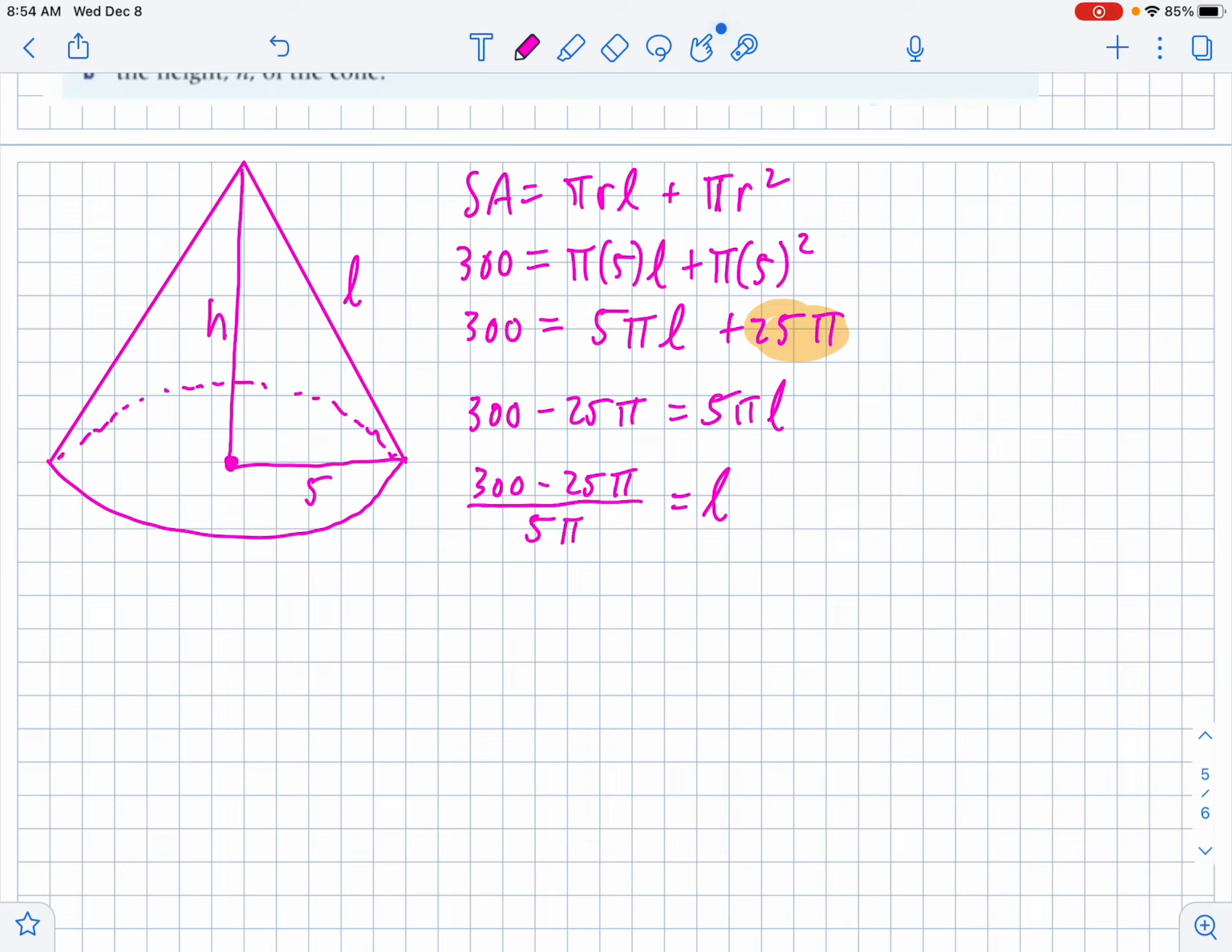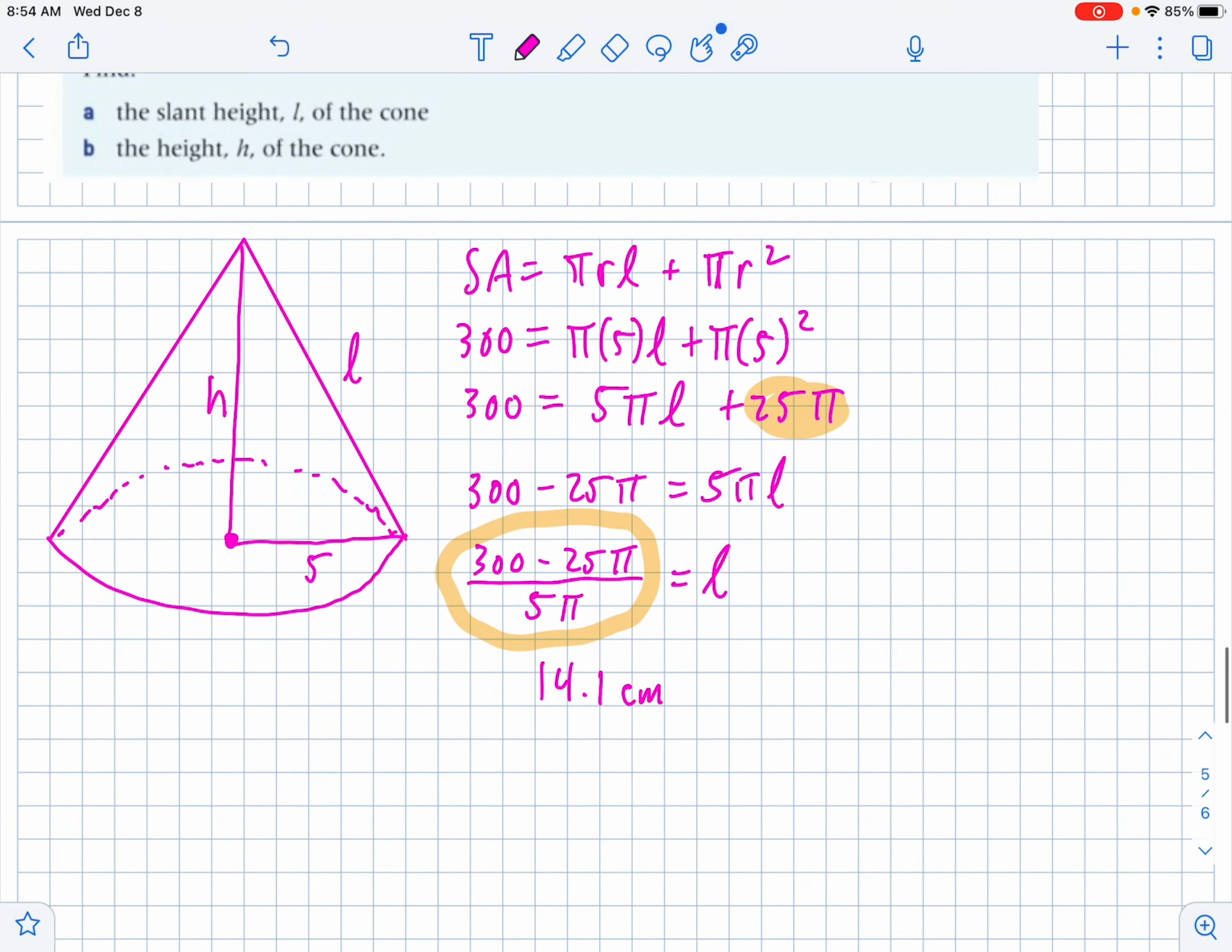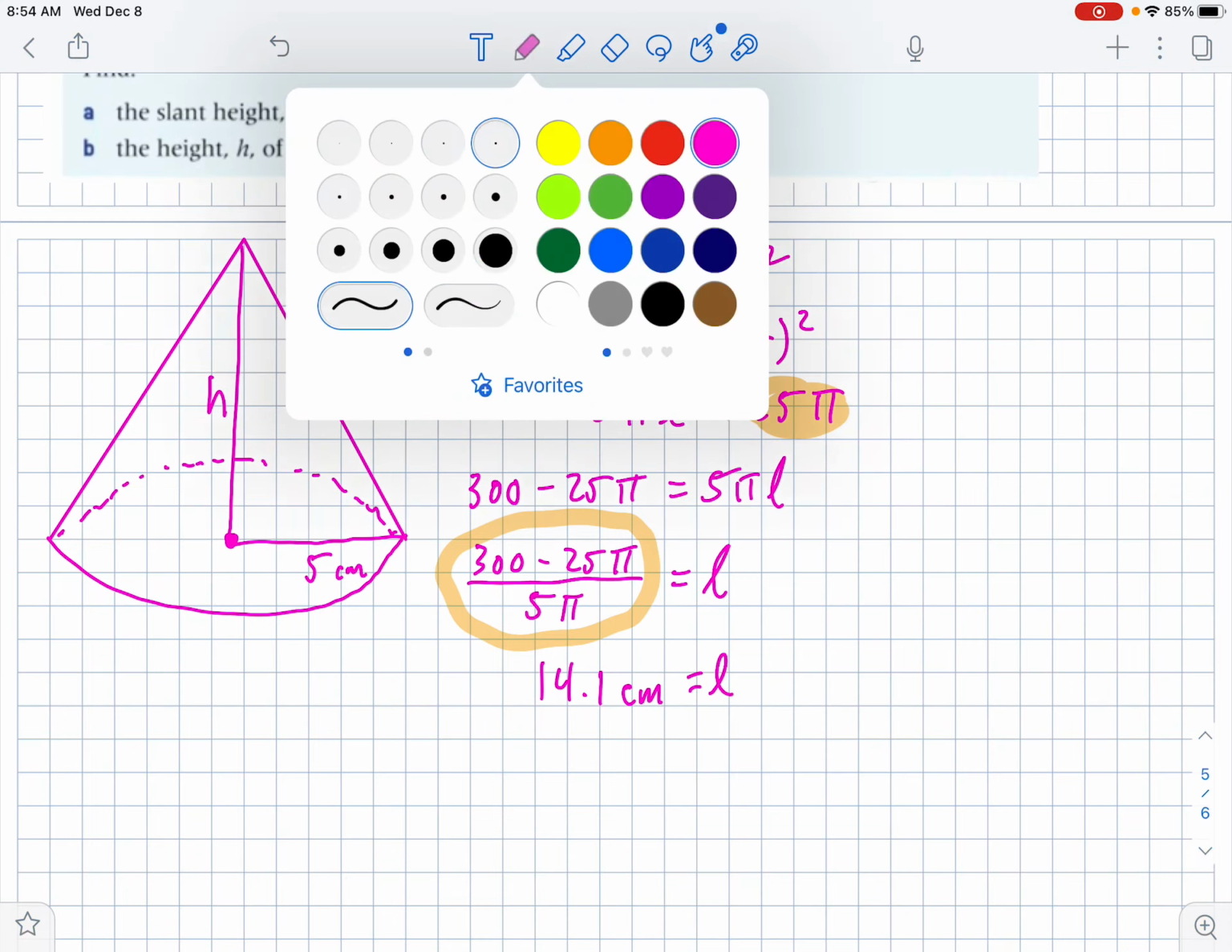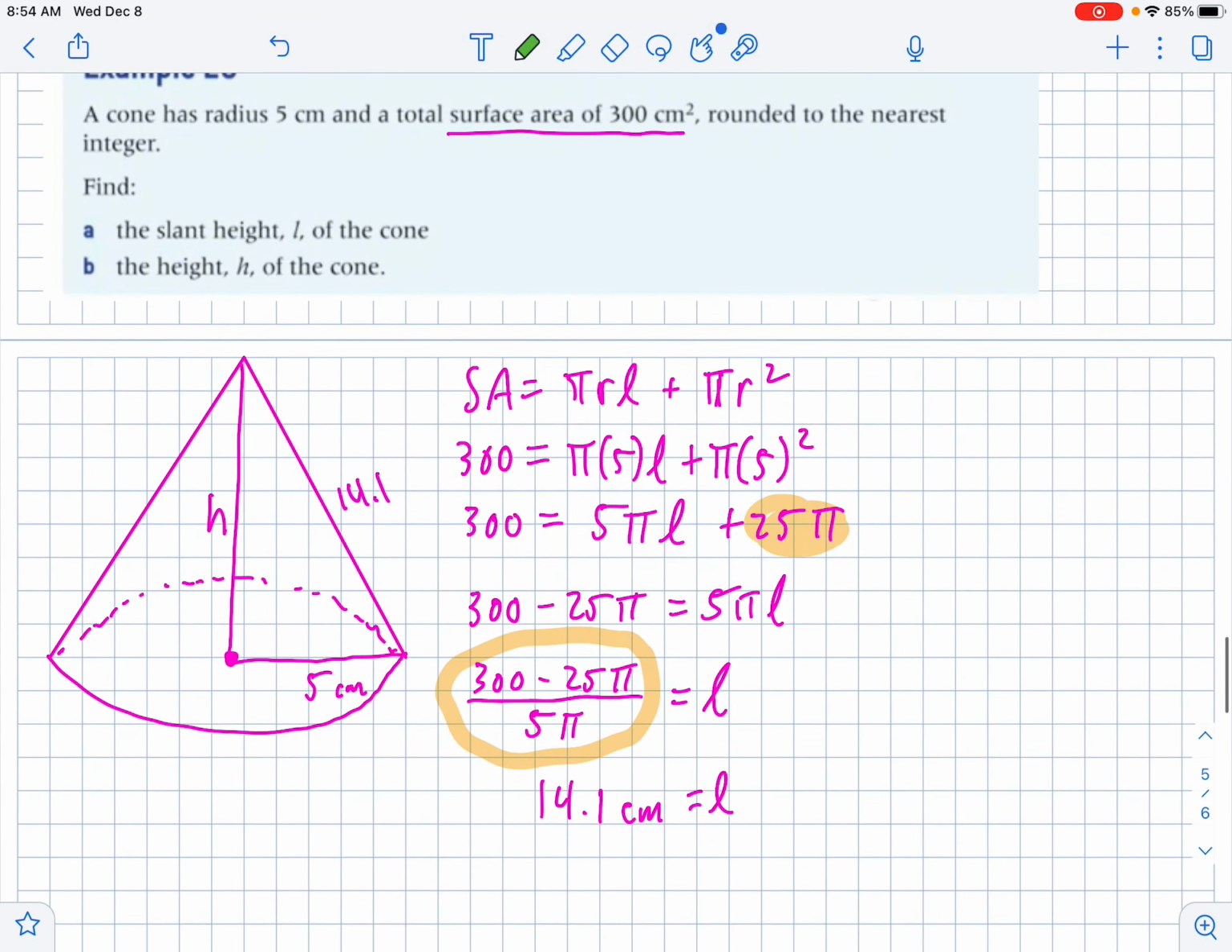The left side is just calculator work. So punch in 300 minus 25 pi divided by 5 pi. Make sure you put parentheses around your 5 pi in the denominator. The decimal equivalent is 14.1 centimeters. We're in centimeters, yeah. So that means that L is 14.1. So that was part A, finding the slant height.